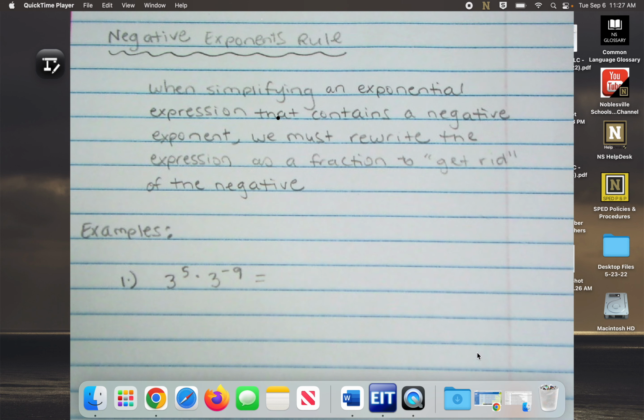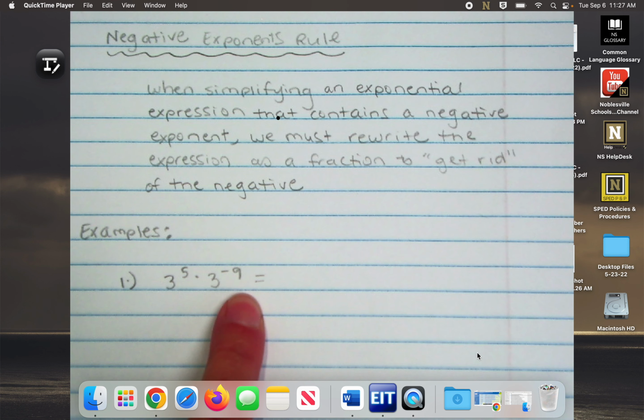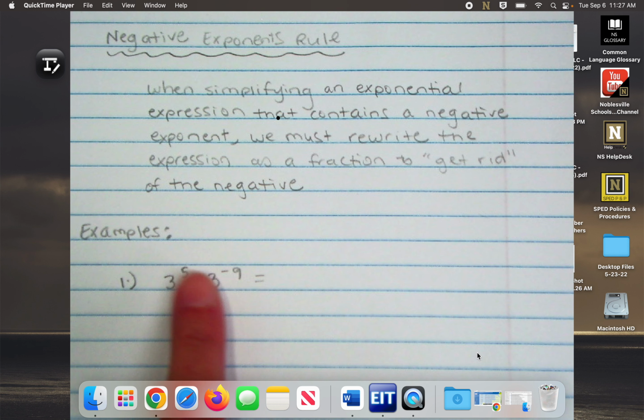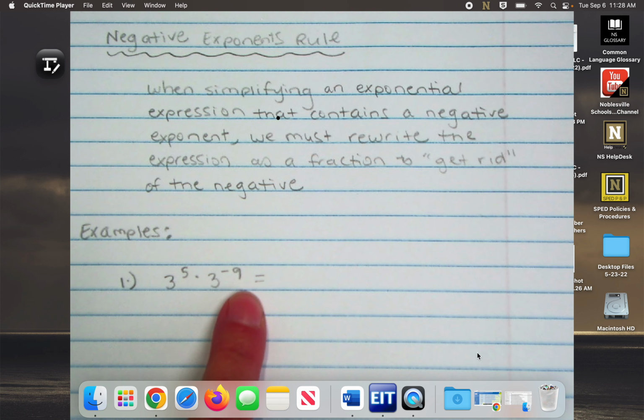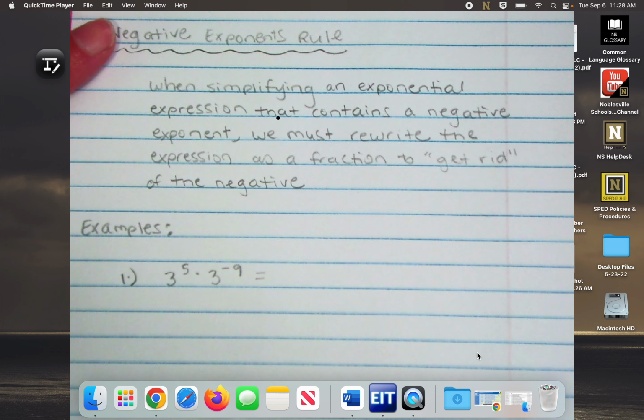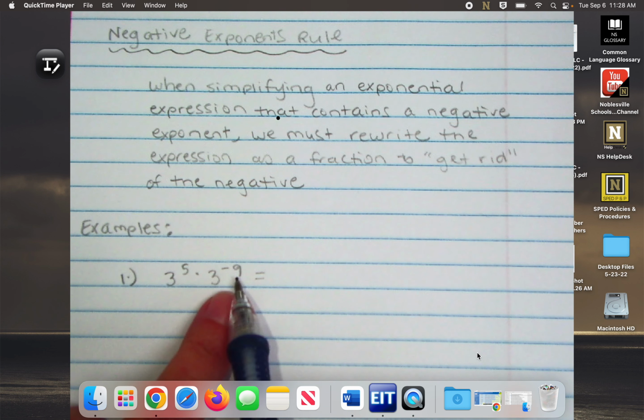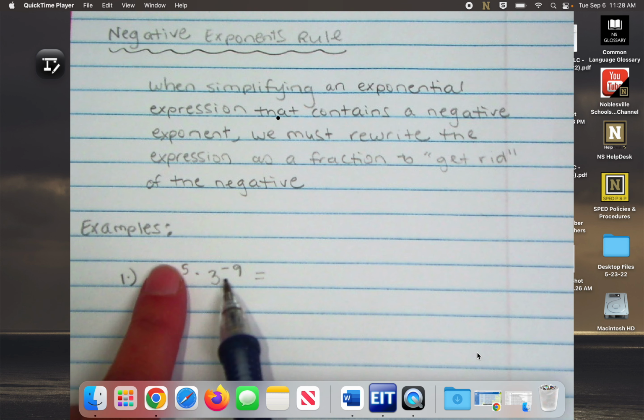Okay. What do I do with this 5 and this negative 9? Based on my product rule, what do I do with these two exponents? CJ? Rewrite it as a fraction? Nope. So look in your notes at the product rule, or you can look at your little flip chart thing. What do we do with this 5 and this negative 9? What do I do? Silas? I'm not going to subtract them. Gus? No. I add them, right?